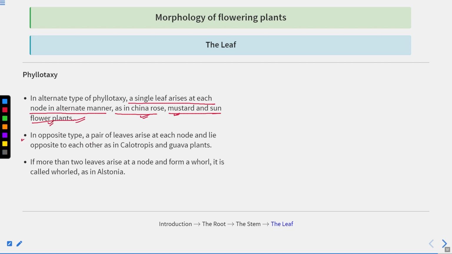Now, what you see in the case of opposite arrangement: in the opposite type, a pair of leaves arises at each node and lies opposite to each other, as in the case of Calotropis and guava. At one particular nodal region, leaves arise opposite to each other. That you see in Calotropis and guava. And sometimes, at one nodal region, many leaves come out and are arranged in a whorl. This type of arrangement is called whorl arrangement, and that we see in the case of Alstonia.